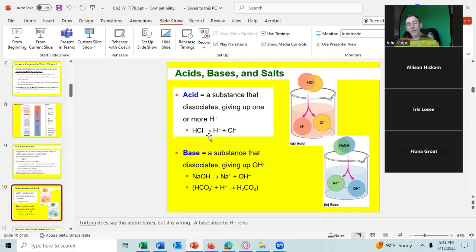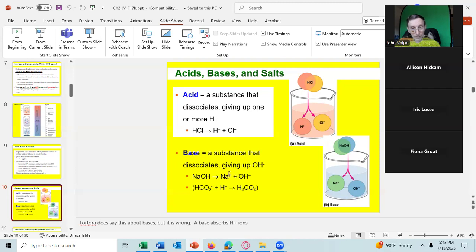A base, your textbook tells you, is a substance that in water dissociates, giving up an OH minus group. Like sodium hydroxide is a base. You put that in liquid water, it'll dissolve into sodium plus 1 and OH minus. That will increase the OH minus concentration in the liquid water, which will actually raise the pH, increasing the alkalinity.